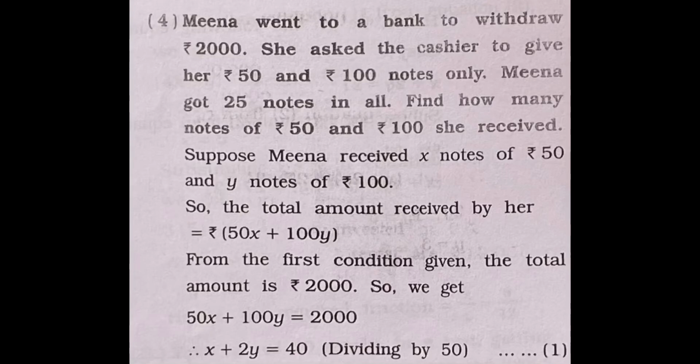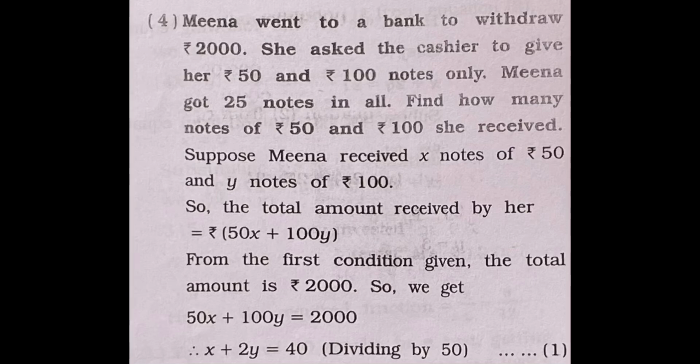Meena went to a bank to withdraw rupees 2000. She asked the cashier to give rupees 50 and rupees 100 notes only. Meena got 25 notes in all. Find how many notes of rupees 50 and rupees 100 she received. Suppose Meena received x notes of rupees 50 and y notes of rupees 100.